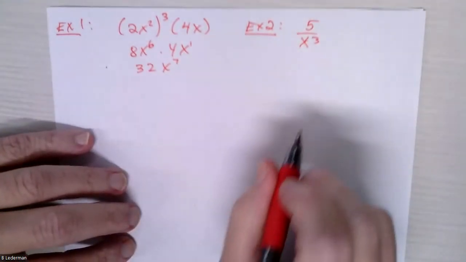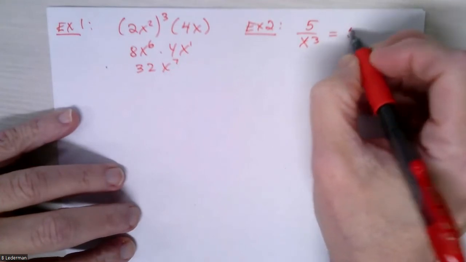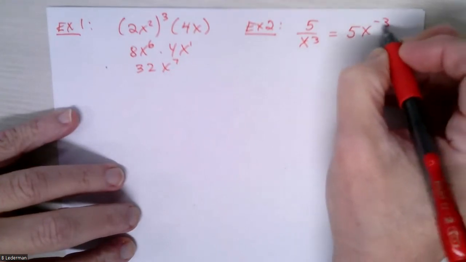If I want to write 5 over x to the 3rd with negative exponents, that's just equal to 5 times x to the negative 3 power.